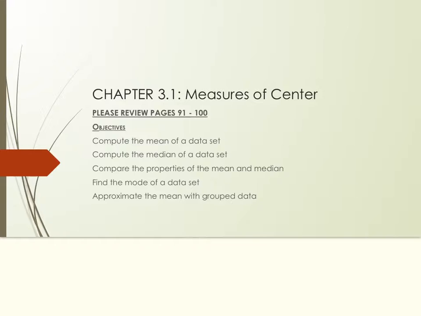The objective of this chapter is to compute the mean of a data set and also to compute the median and compare the properties of the mean and the median. And finally, we're going to find the mode of a data set and approximate the mean and the median with grouped data.